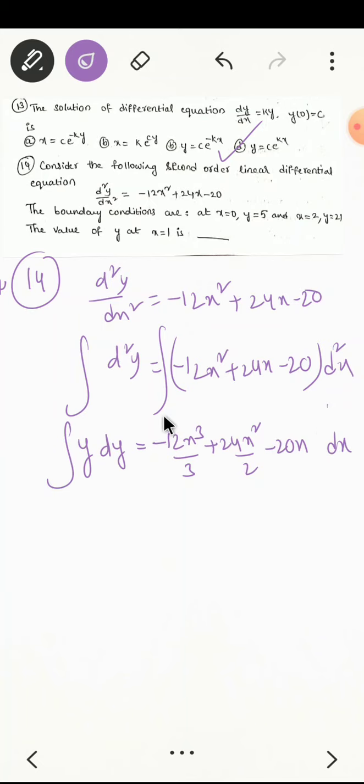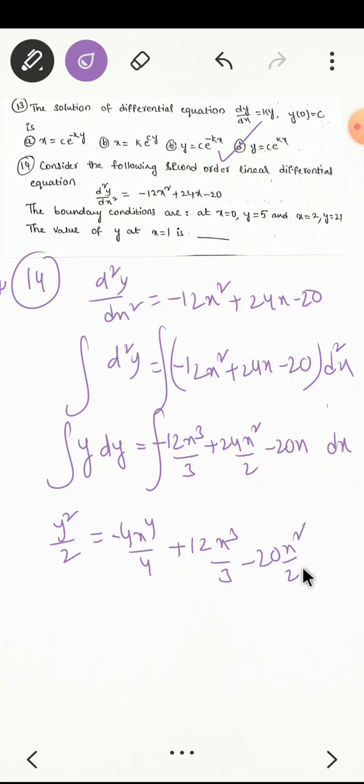Now again apply integration. What will happen now? This will be y square by 2 equal to minus 4x raised to power 4 plus 12x cube by 3 minus 20x square by 2. Here you will be having c1 also, c1x plus c2.